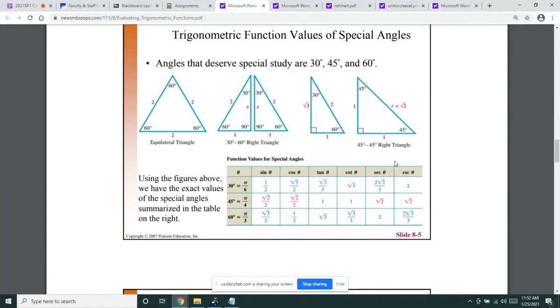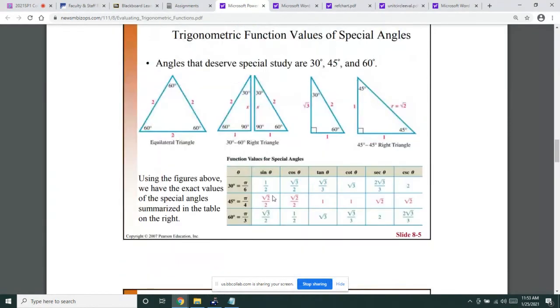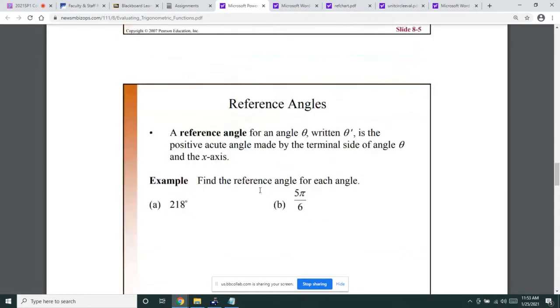Okay, I'm going to scroll down slightly, and these two things are sort of related. This reference angle and this function of values for special angles. Now, this little chart gives you the 6 trig functions for the 30 degree, 45 degree, and 60 degree angle, which are actually called reference angles. A reference angle, by definition, is any acute angle.